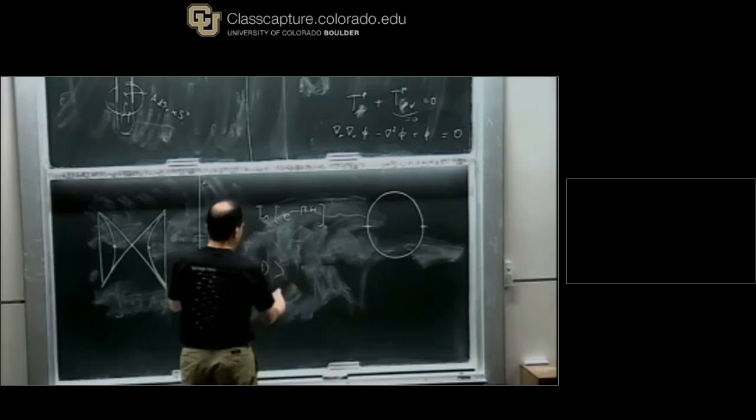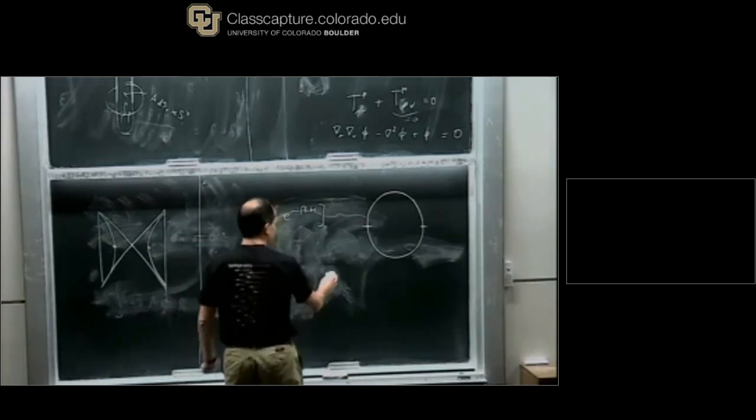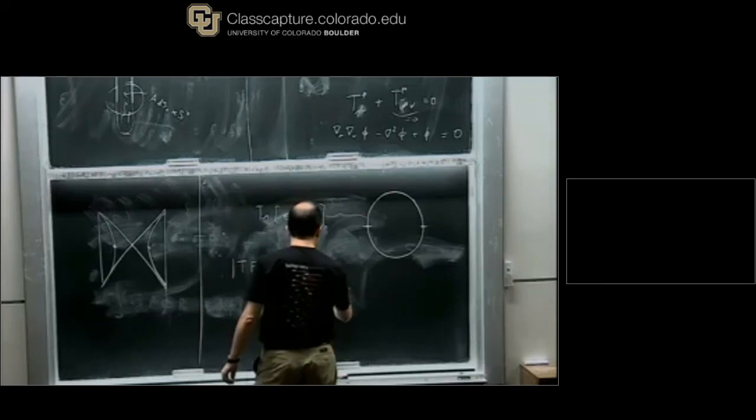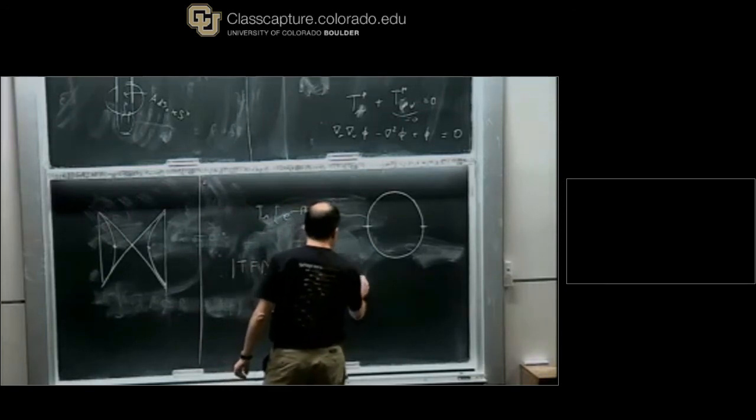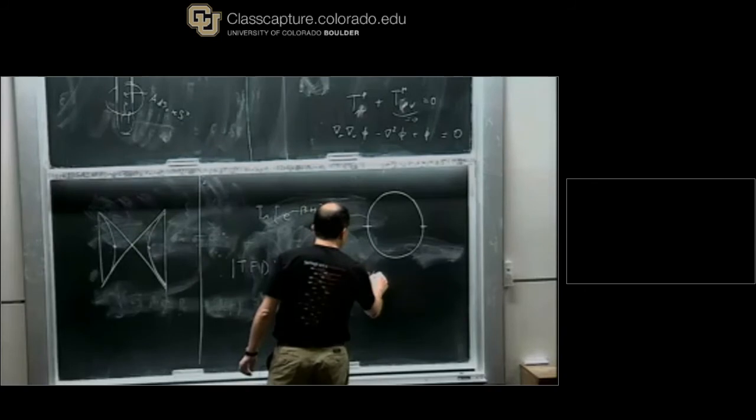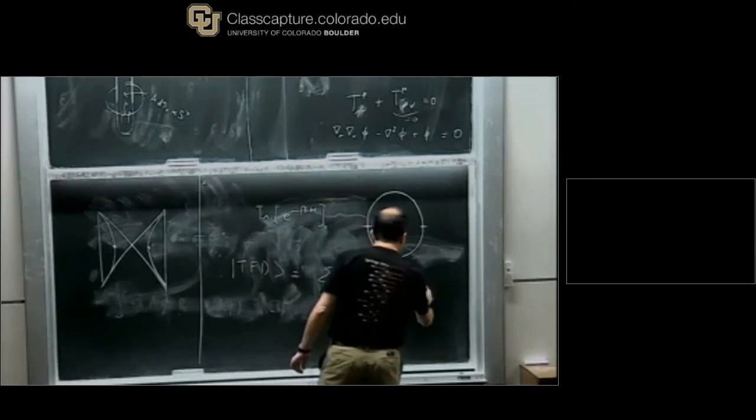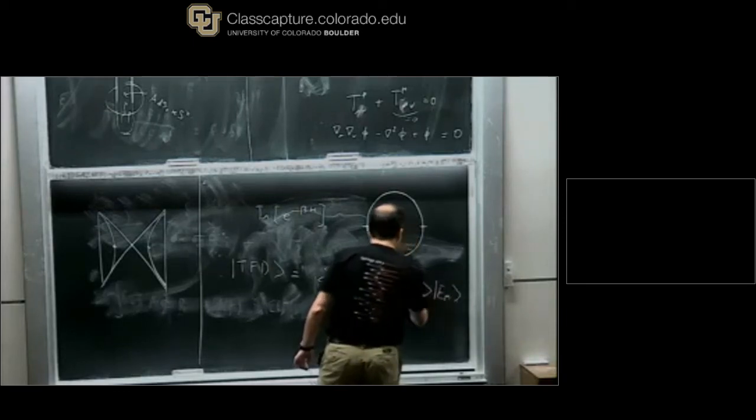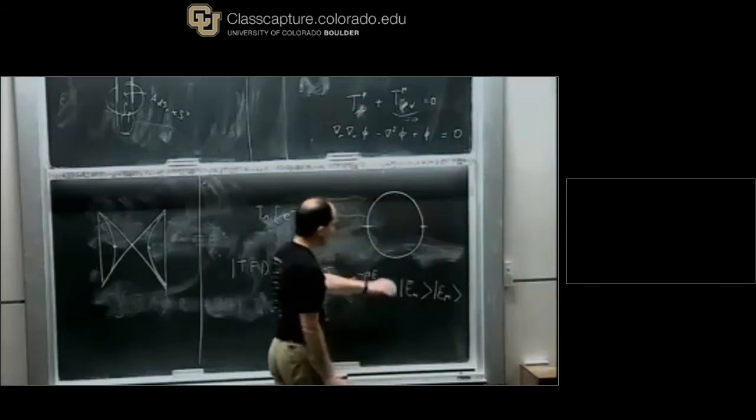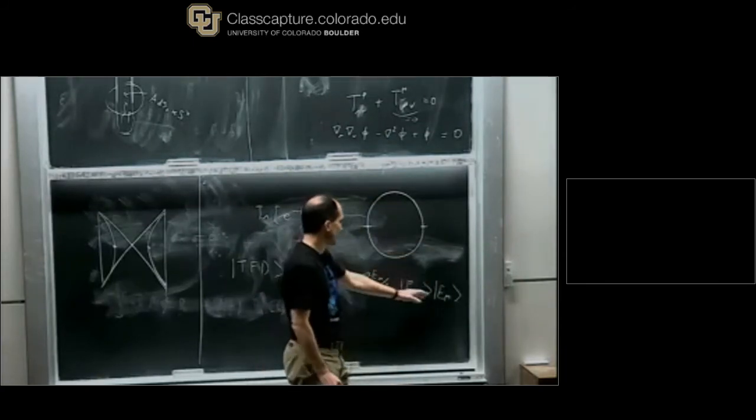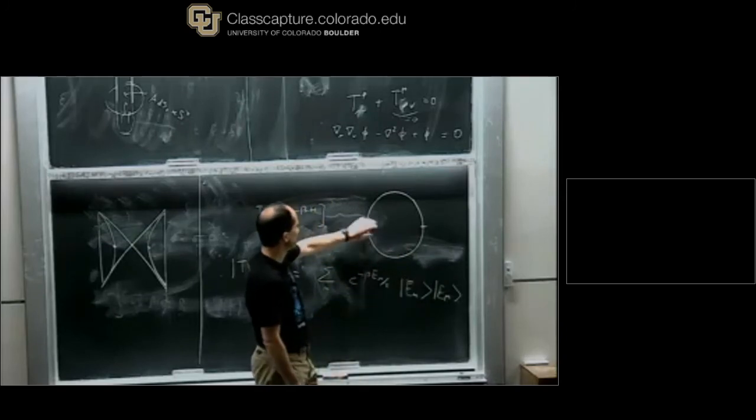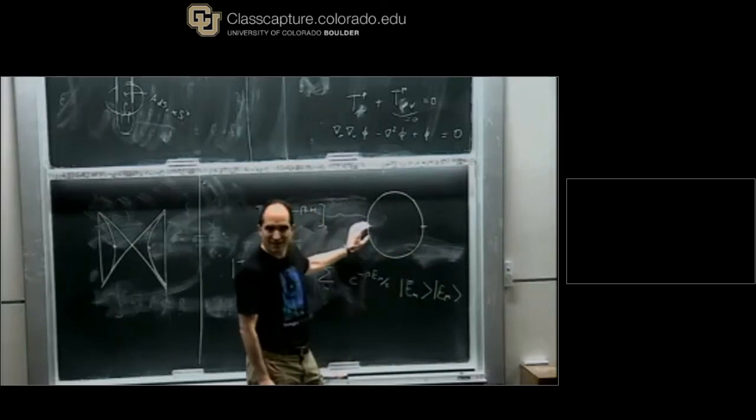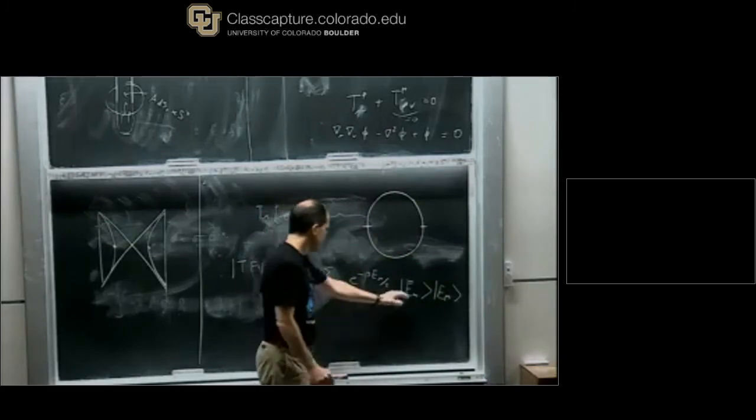prepares something called the thermofield double, which is a state given by a sum over all the energy levels of e to the minus beta E_n over 2, times the state for one energy level on the right and the CPT conjugate state on the left. Here we're moving forwards in time, and here we have essentially the same thing but moving backwards in time, that's why we have this CPT conjugate.